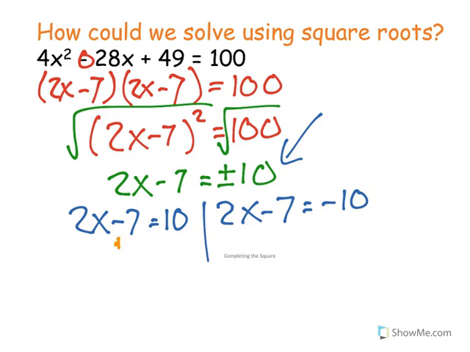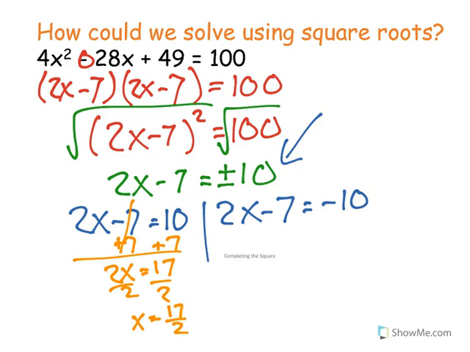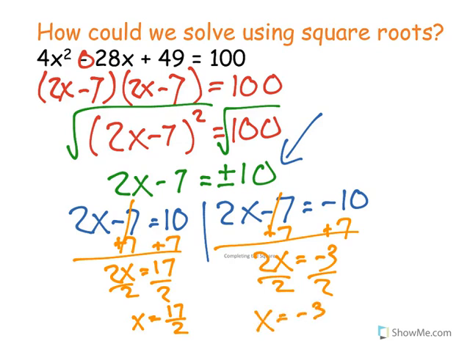And I'm going to solve both of those equations, and they will both give me fractions. So if 2x is equal to 17, then x is equal to 17 halves, which if you want to say 8 1/2, that's fine. And I've got 2x minus 7 equals -10, 2x equals -3, so x equals -3 halves. So those are my two solutions, 17 halves and -3 halves. Again, the algorithm or the approach is really the same.